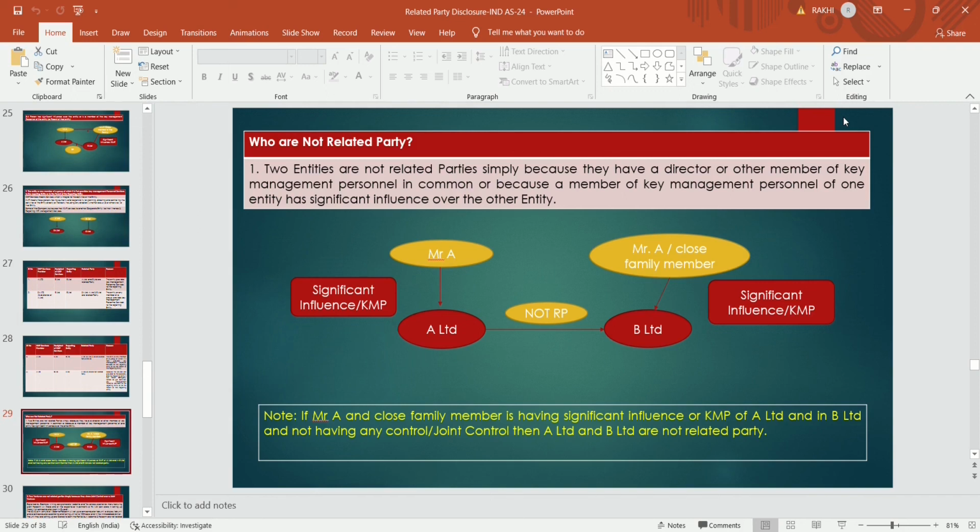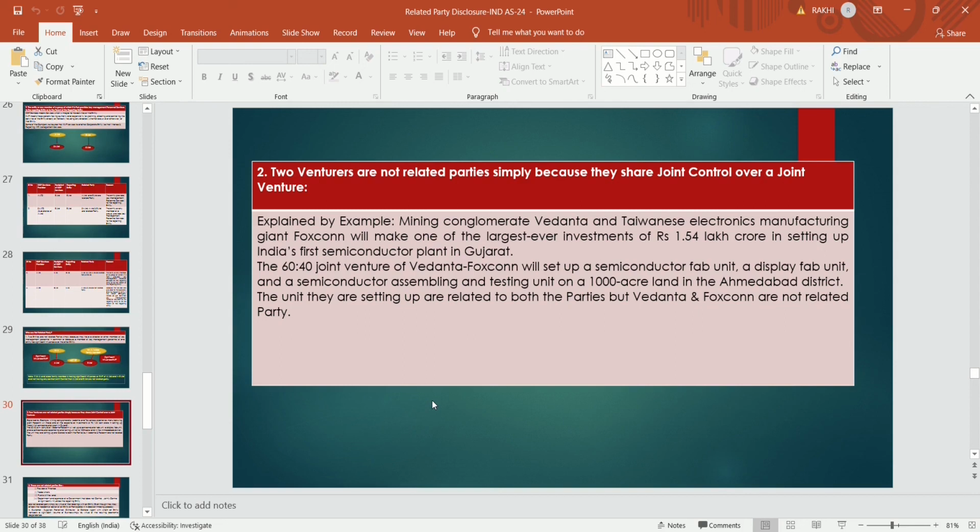Suppose in A Limited, Mr. A is the director having a significant influence and also the KMP, and Mr. A is also the director of B Limited having a significant influence and KMP. So whether A Limited and B Limited are related party, answer is no. They are not related party because they are having a significant influence. They don't have any controlling power. They don't have any joint control power. So A and B are not related party. So they are not related. Now two venturers are not related parties simply because they share joint control over a joint venture.